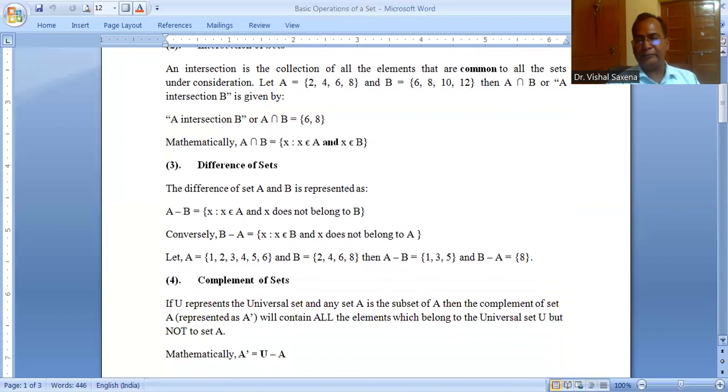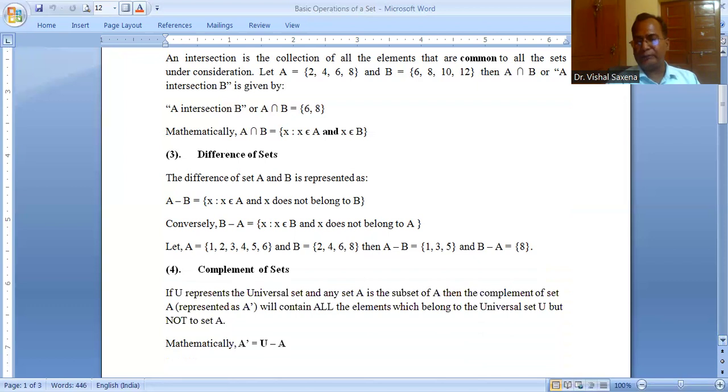Next is complement of sets. Complement of a set is quite similar to the difference of two sets, but complement means we subtract the set A from the universal set. The complement of a set is written as A dash, and it is defined as U minus A. So A dash is given by the universal set U minus set A, and this is the complement of sets.